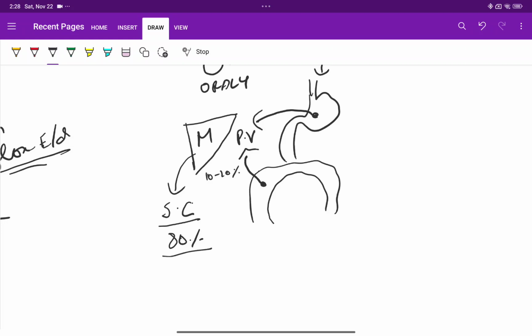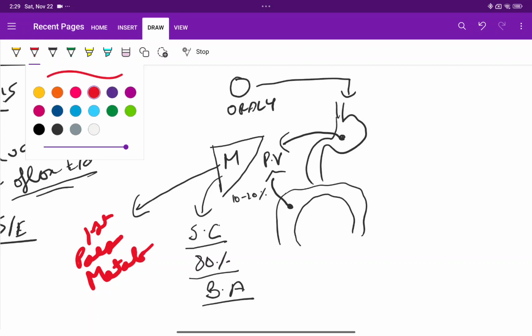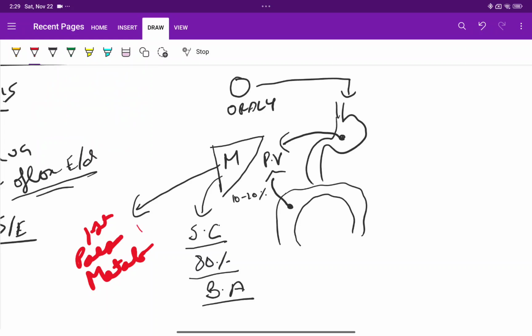This 80% of the active concentration of the drug is called bioavailability. The 10 to 20% of the drug that is metabolized in the liver, this phenomenon is called first pass metabolism. One is first pass metabolism, the next one is bioavailability.